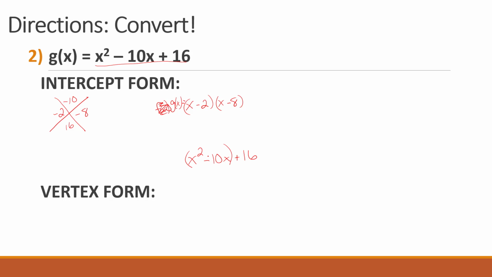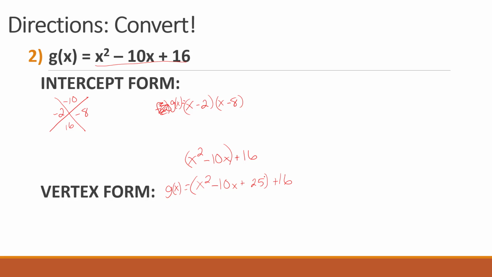And I want to first put parentheses around that so that it reminds me to space it out. X squared minus 10x. Leave a space for my third term. Put the positive 16 outside still. All right, let's make our perfect trinomial. Negative 10 divided by 2 is negative 5. Negative 5 squared is 25.